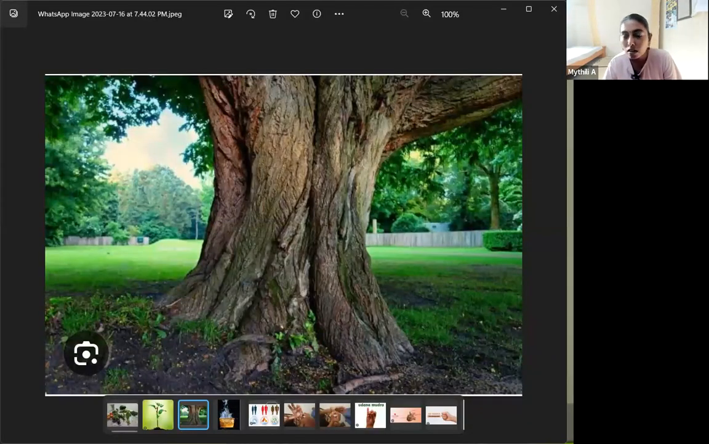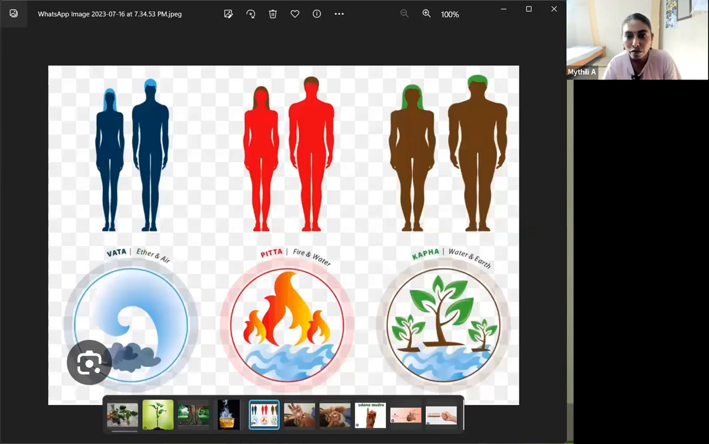Another picture. See, observe, friends. This is Kapha. Kapha is the combination of earth and water. Out of the Panchamahabhutas, earth and water make the Kapha Prakriti. How will earth and water be? We have 5 Panchamahabhutas: earth, water, fire, air, and space. Out of these, which is heavier? Tell me. It is nothing but water and earth.